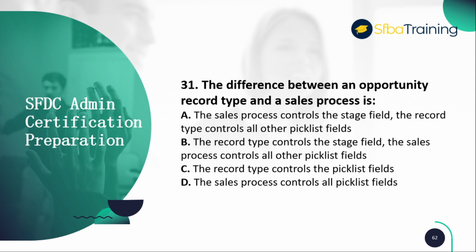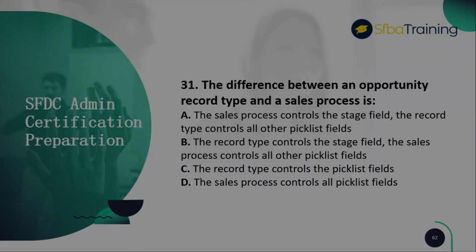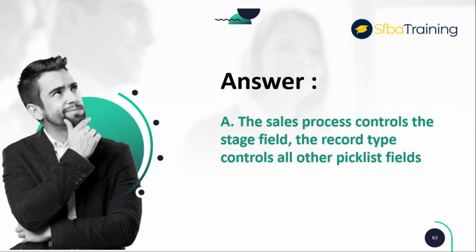A. The sales process controls the stage field. The record type controls all other pick list fields. B. The record type controls the stage field. The sales process controls all other pick list fields. C. The record type controls the pick list fields. D. The sales process controls all pick list fields. The answer is A. The sales process controls the stage field. The record type controls all other pick list fields.